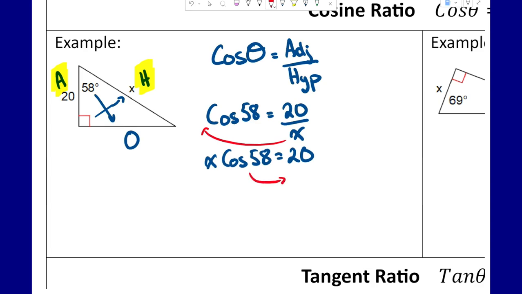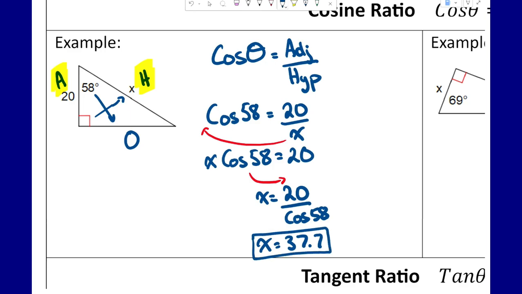I want to get x by itself, so I need to move the cosine 58 over. In this case, now it's going to become division. So 20 divided by cosine 58. And this is now just a calculation because I can divide 20 by cosine 58 and get 37.7. Cosine 58 is just a number. Depending on your calculator, you may need to calculate what cosine 58 is first and then divide 20 by it.